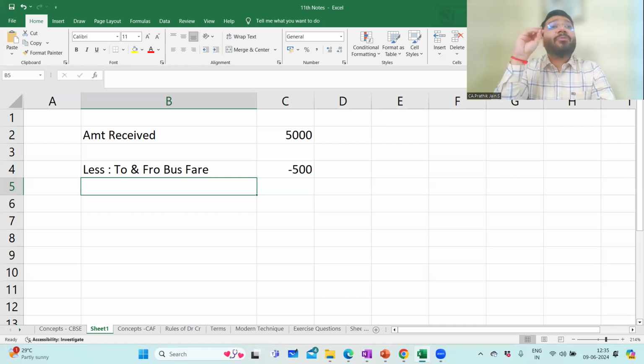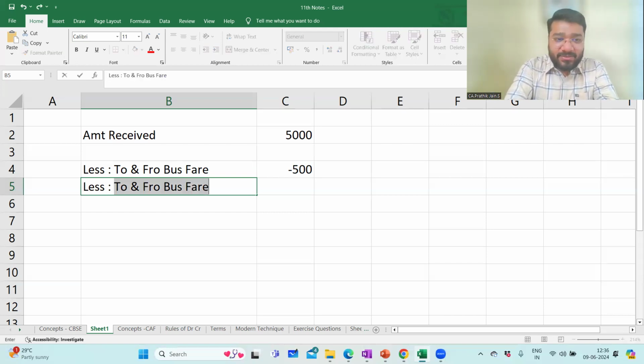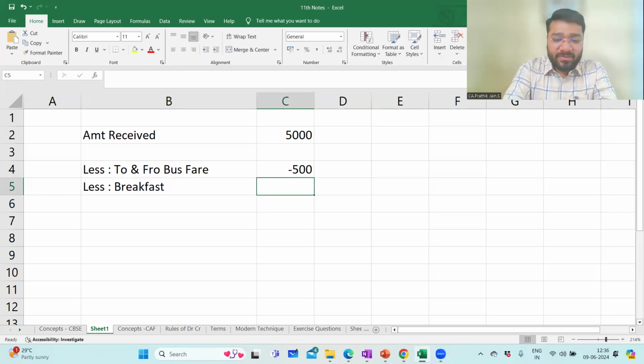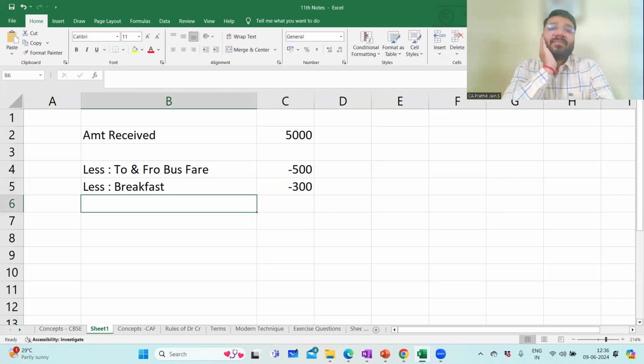Okay. So this 300 rupees you're spending, you're spending from which amount? 5,000. Sir, obviously 5,000. You'll add or minus? Minus. So online people are saying minus. So next, less breakfast. So 300 rupees. Okay. We had a breakfast. We boarded the bus. Now we are again happily marching towards our destination.